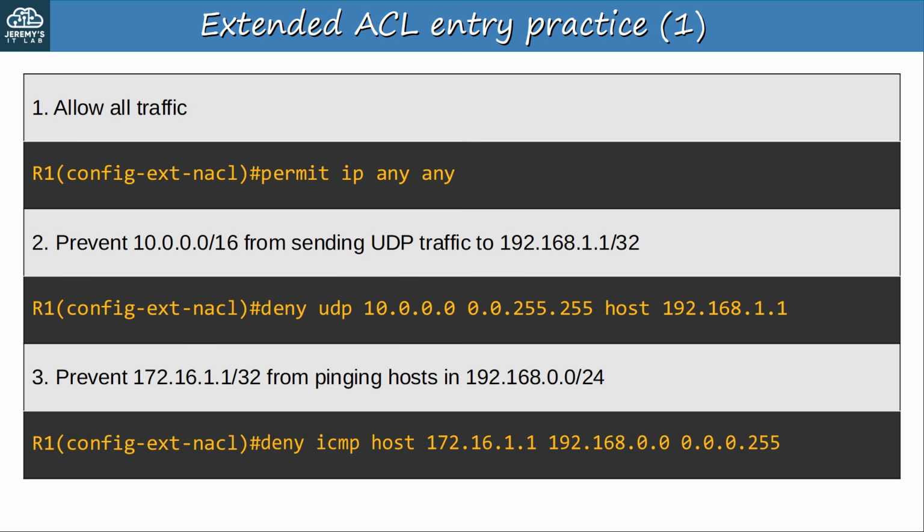I said we'll focus on the TCP, UDP, and IP options, but still make sure you're aware that ICMP is used for ping. Then, host 172.16.1.1, 192.168.0.0, 0.0.0.255. Again, instead of host, you could use the wildcard mask 0.0.0.0. Okay, we'll do some more practice later, but for now, let's go a little deeper.